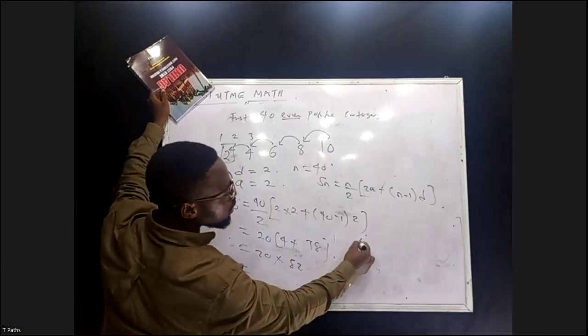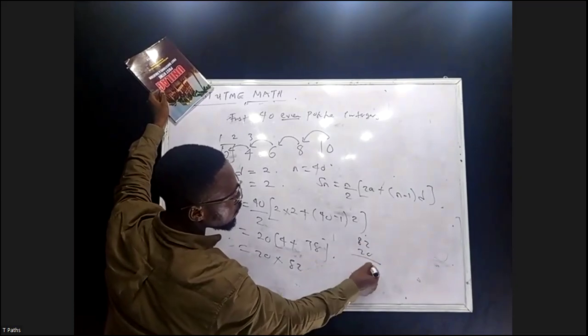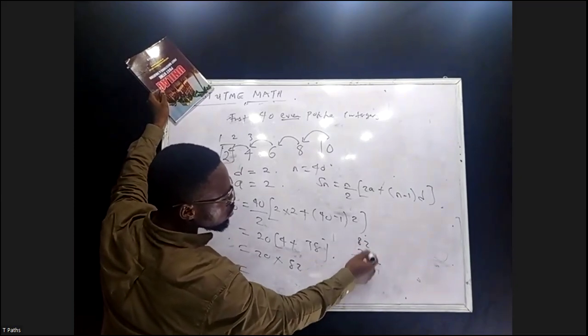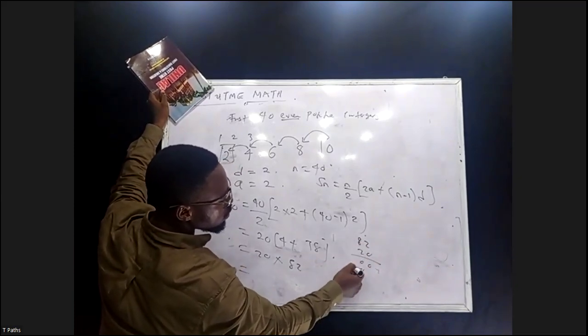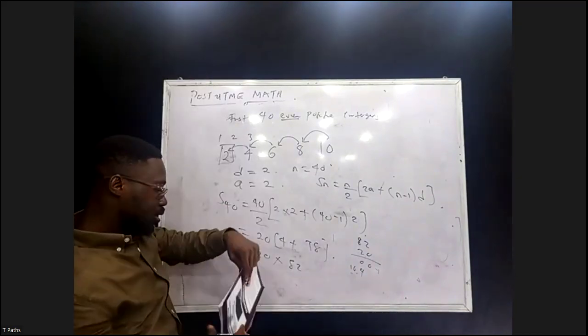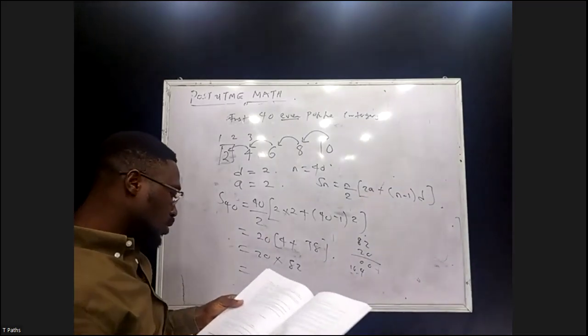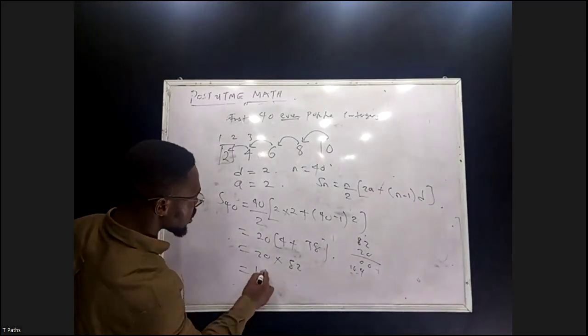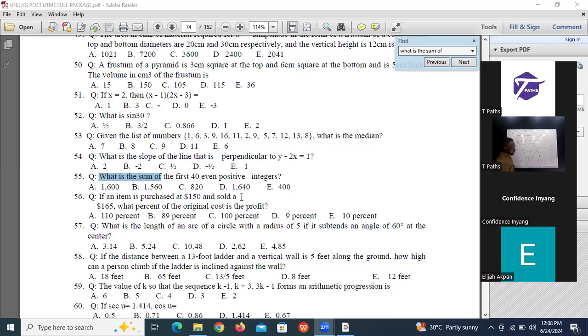82 times 20. Let's multiply that. Know what to do. 1640, Abi. I believe you have that there. 1640. Yes. 1640. That's our answer. Okay, so 1640.